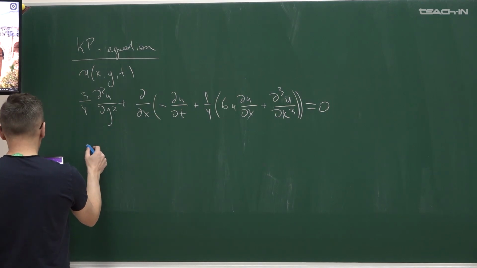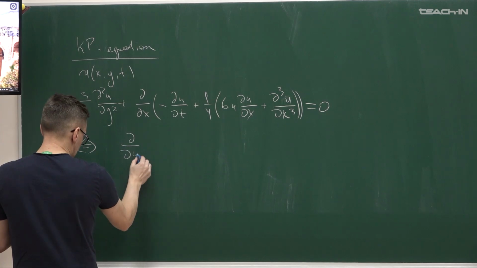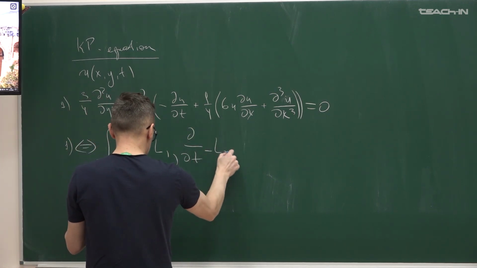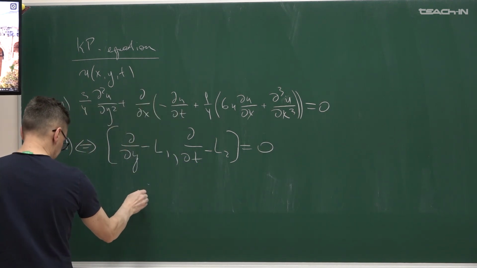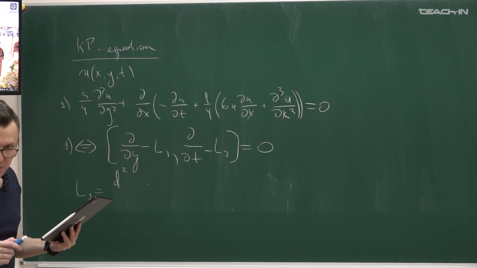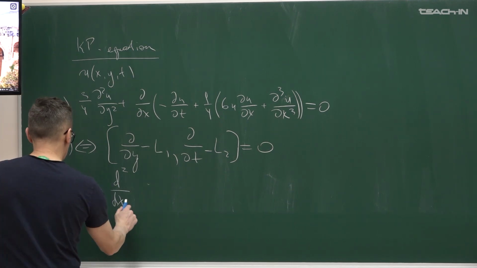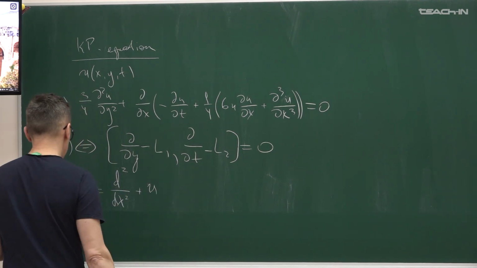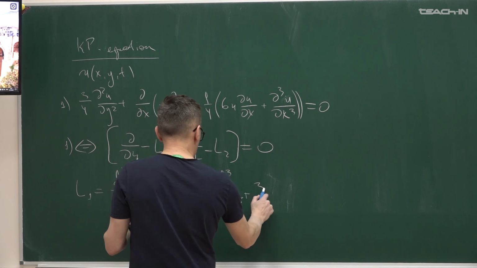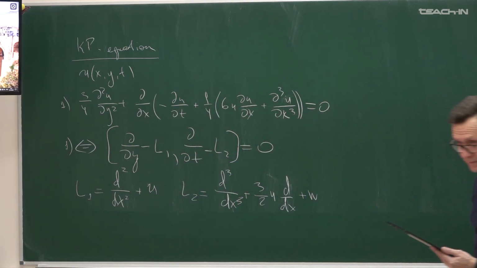And as I remember, one of the home tasks was to demonstrate that this equation is equivalent to the following condition: d over dy minus L1, d over dt minus L2 is equal to 0. Here L1 and L2, I will write the derivative with respect to x with the simple sign d, because it's a particular variable: L1 is d squared plus u, and L2 is d cubed plus 3/2 u d plus w. Okay.